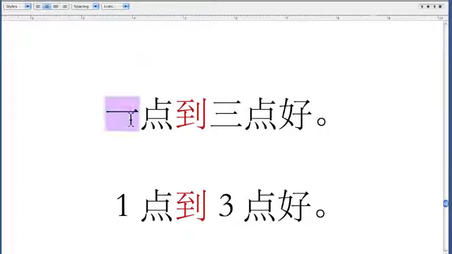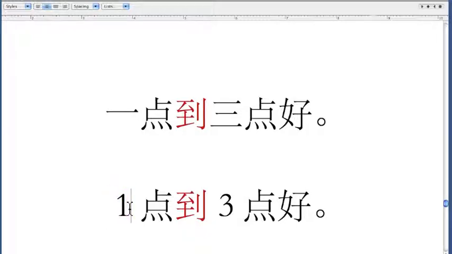In this case, yi is followed by a dipping tone character, a third tone character, so it becomes a falling tone. 一点到3点好. 1 o'clock to 3 o'clock is good. 一点到3点好.